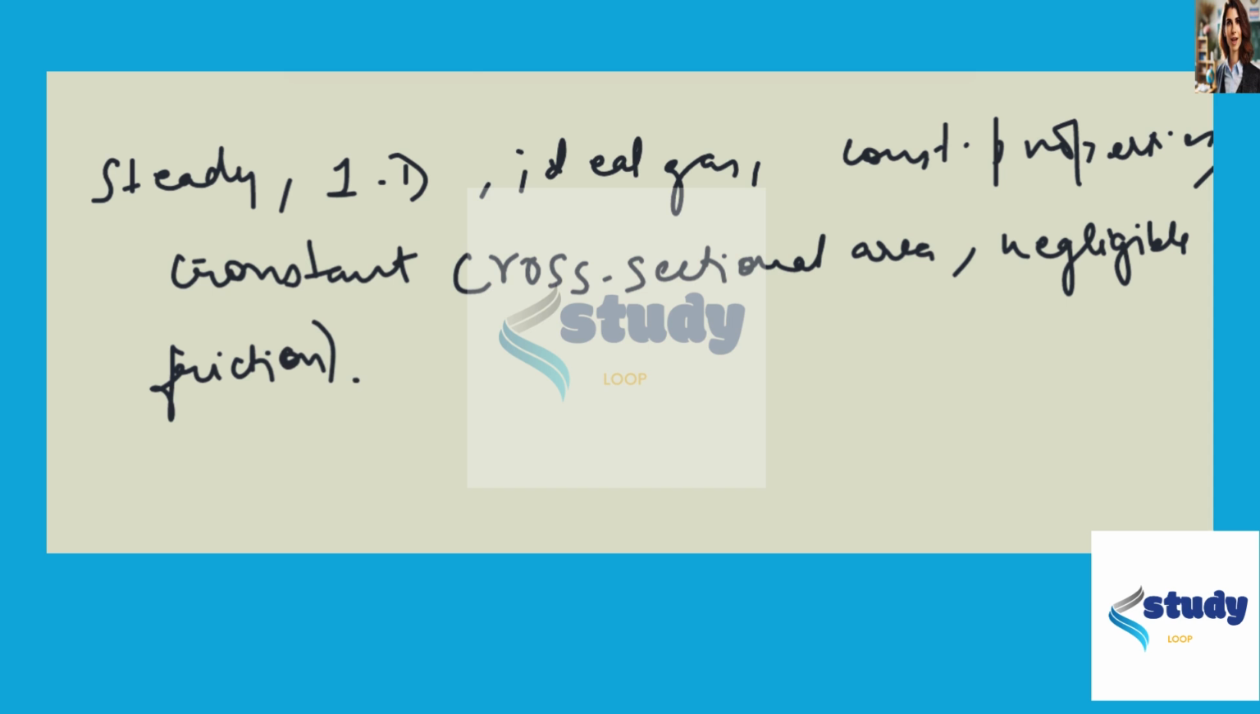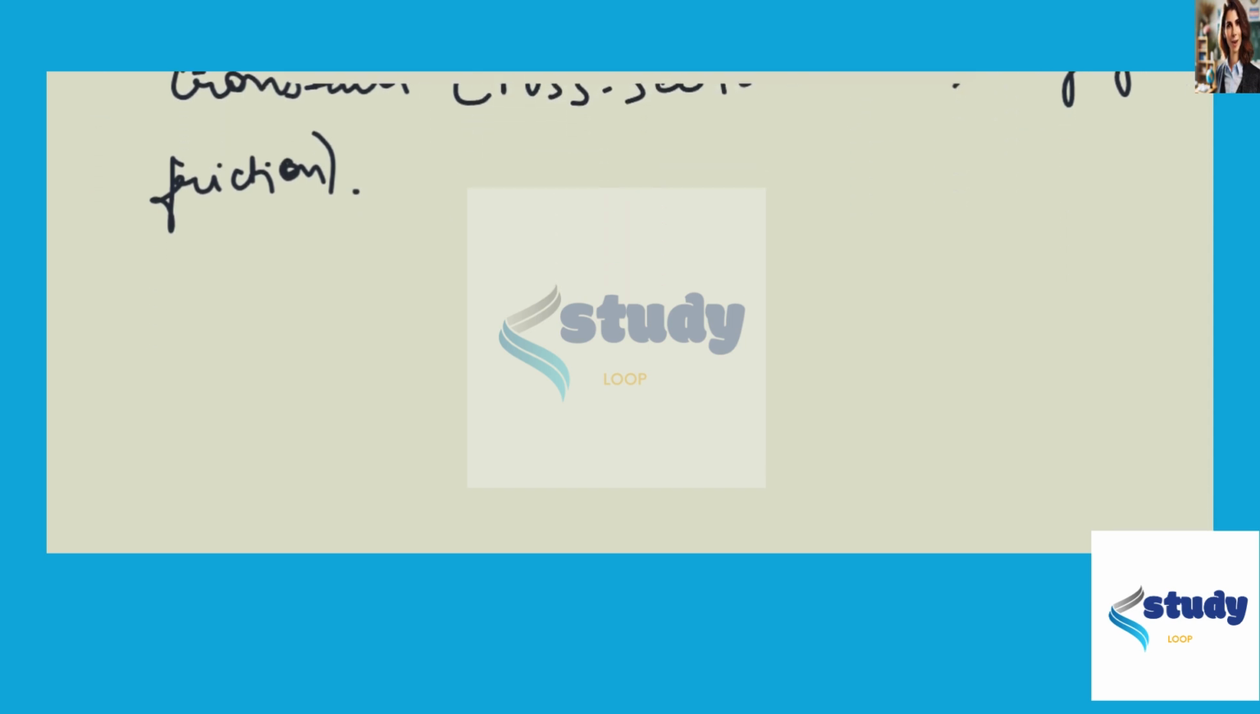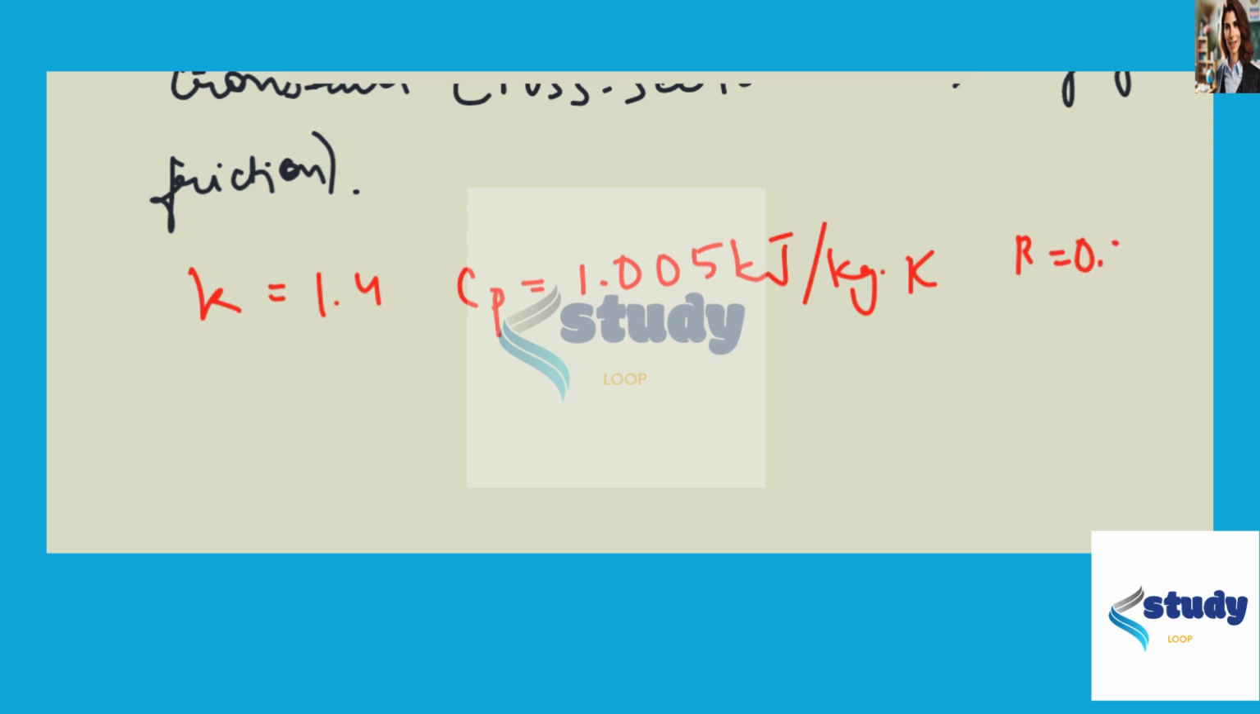So we take here certain properties also, and the properties of air that we have to take are k equals 1.4, Cp equals 1.005 kilojoule per kg Kelvin, and R equals 0.287 kilojoule per kg Kelvin.